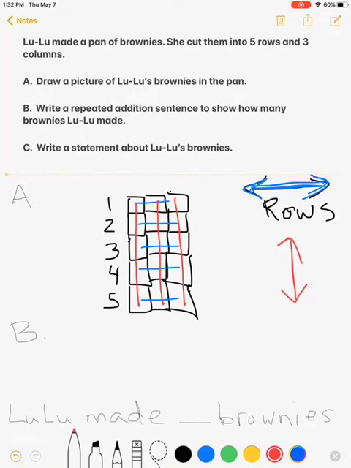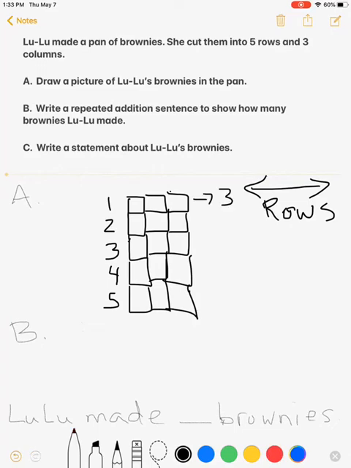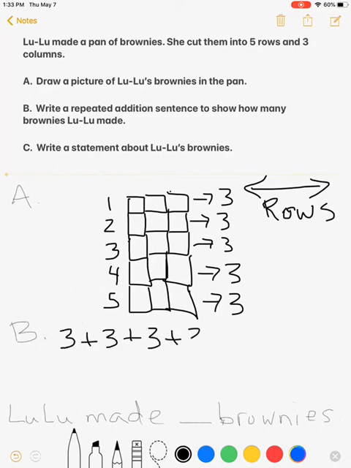I have to find how many tiles that is. I could do a couple different things. I could add up how many are in each row. So I could say there's 3 in this row, there's 3 in this row, there's 3 in this row, there's 3 here, and there's 3 here. So technically, one of the sentences I could do is 3 plus 3 plus 3 plus 3 plus 3. 5 threes. And I could get that answer.